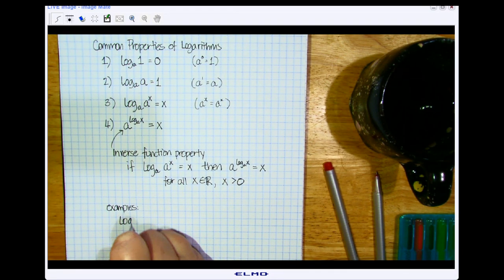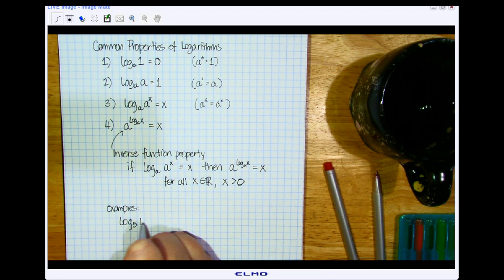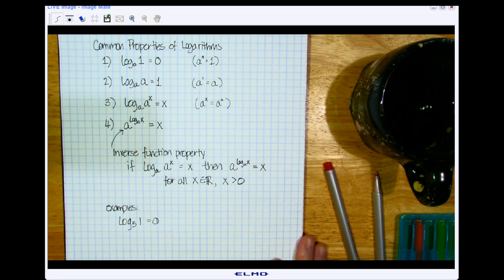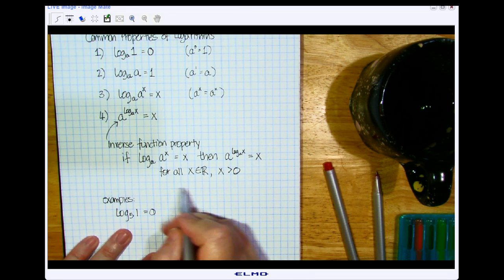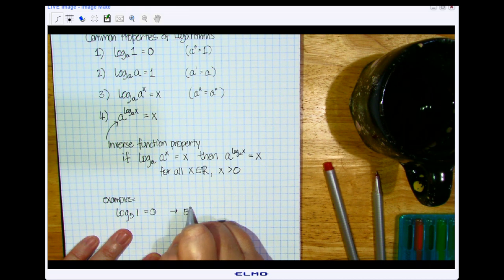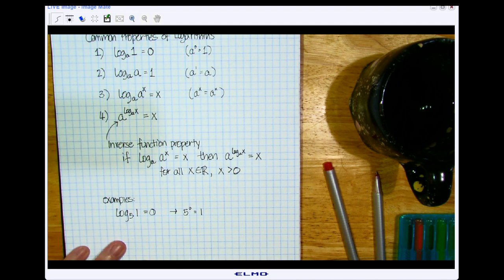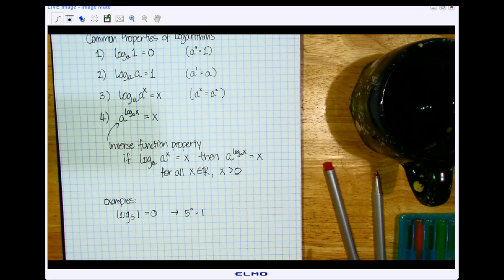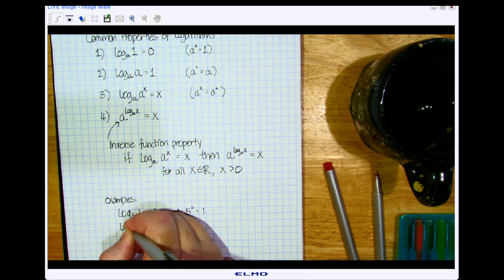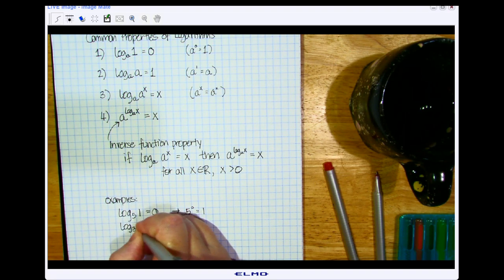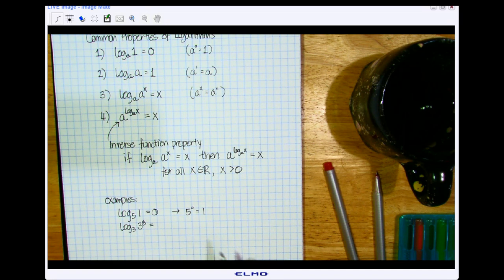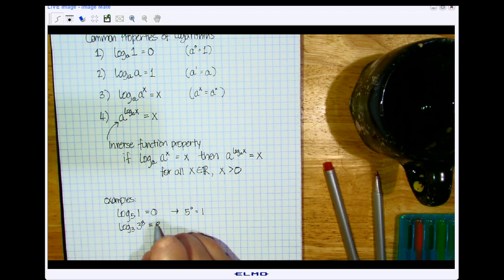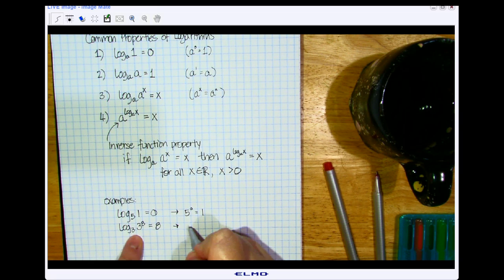All right. If I know the log base 5 of 1 is equal to 0, this is true because remember, anything to the 0 power has to equal 1. Base exponent equals. If I have the log base 3 of 3 to the 8th, this has to equal 8. Remember, 3 to the 8th power has to equal 3 to the 8th power.